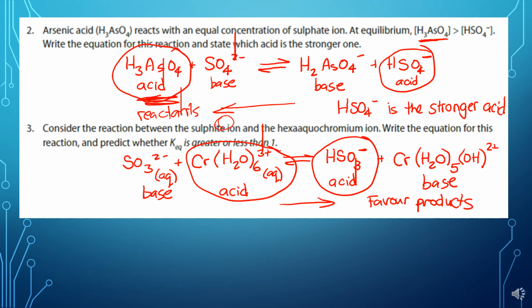And we know that Keq is equal to the concentration of products over the concentration of reactants. So we know that if we're favoring the products, that's going to increase that numerator and decrease the reactants, and it's going to move my Keq to something greater than 1. So we can conclude here that Keq is greater than 1.